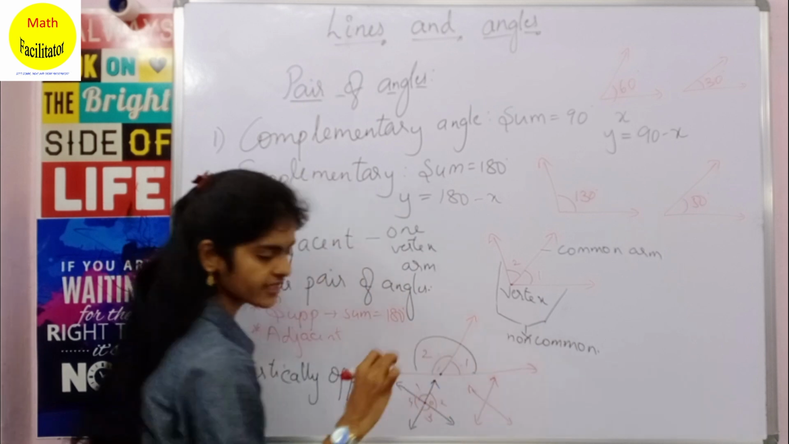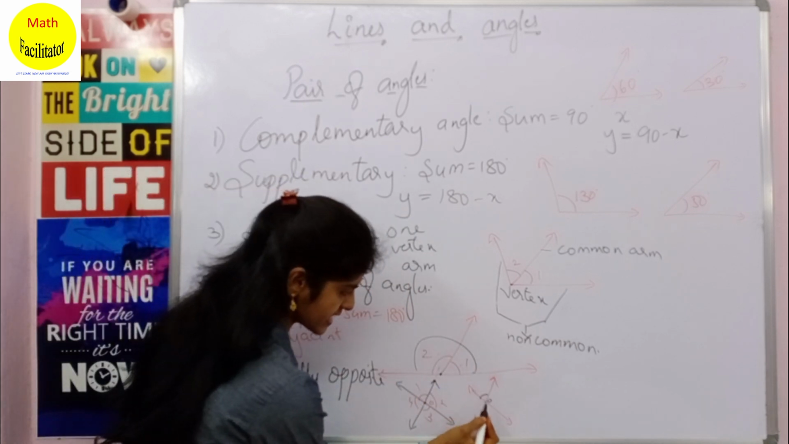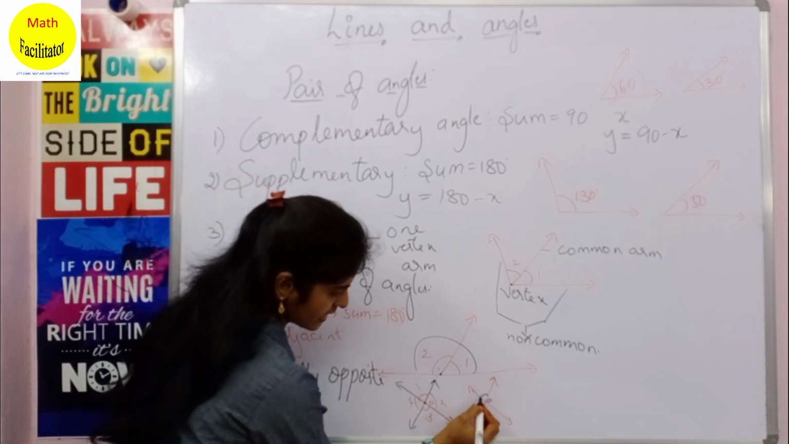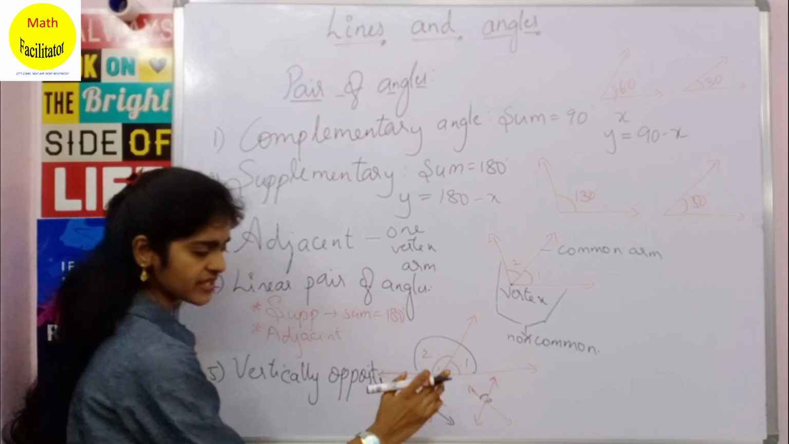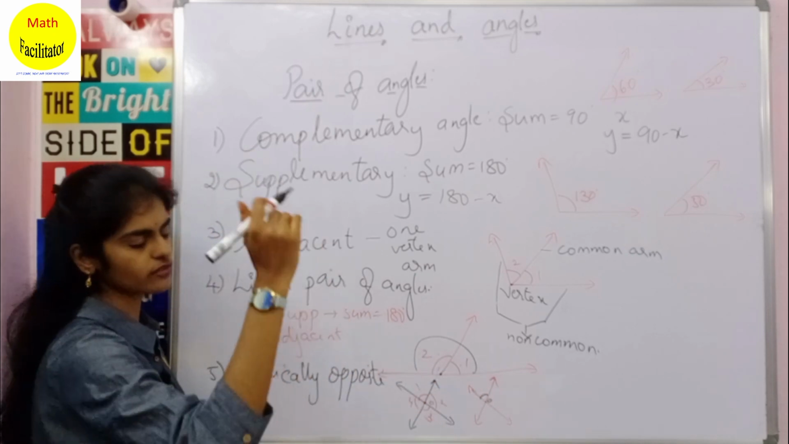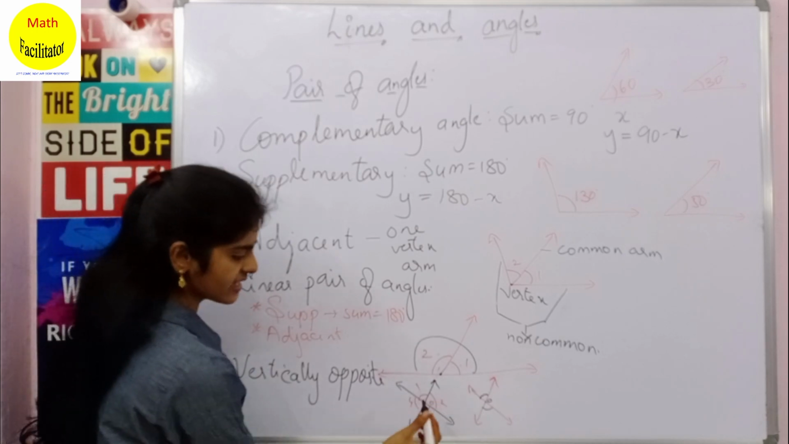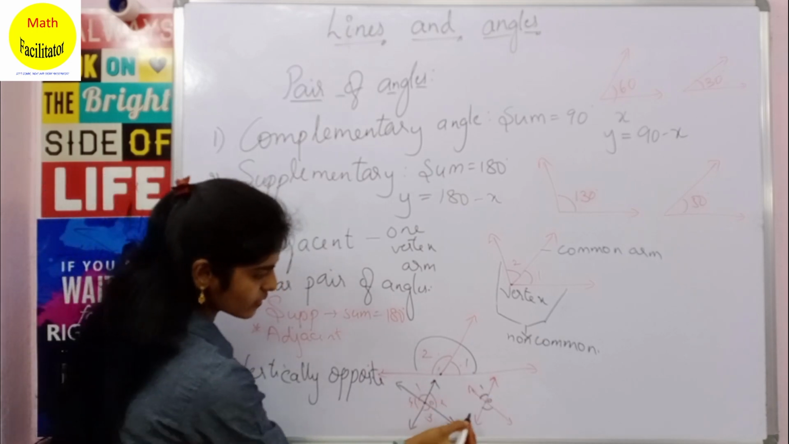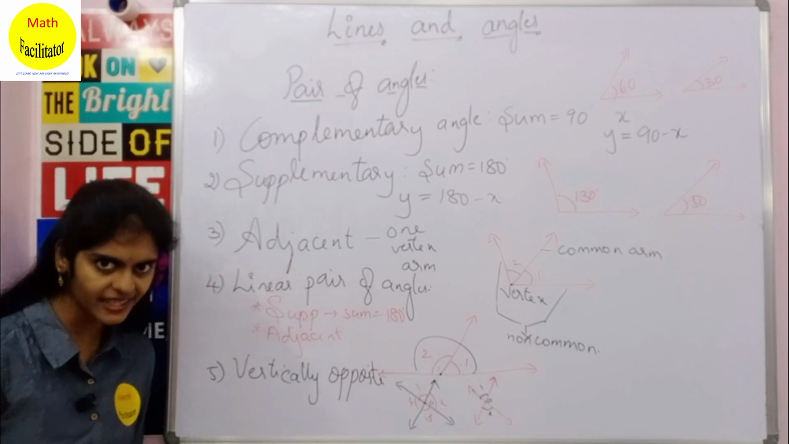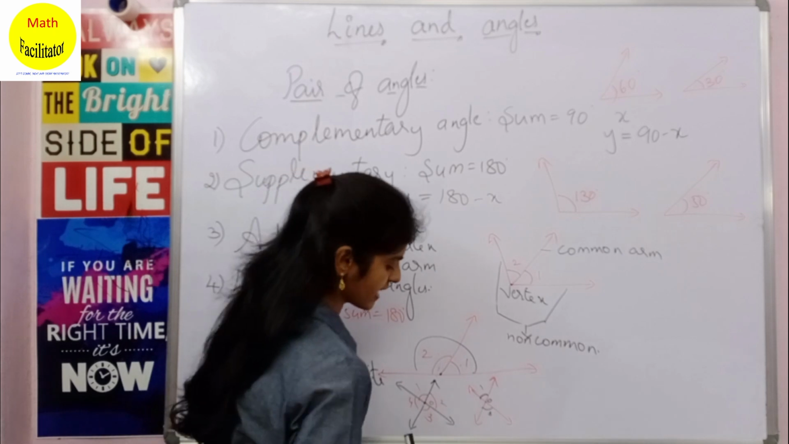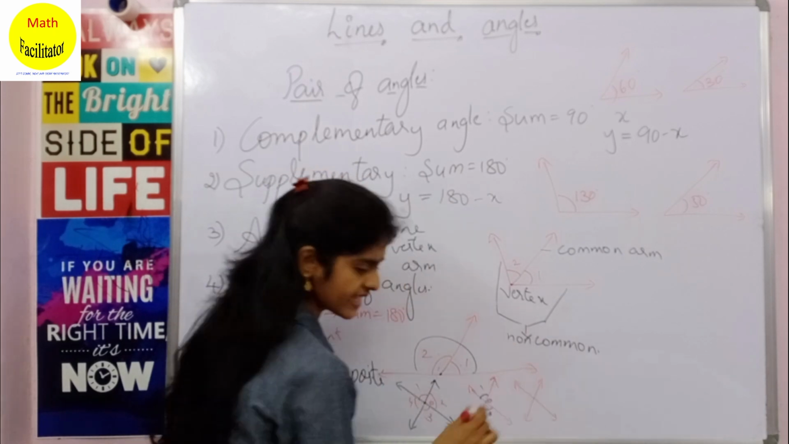Suppose these are the two lines. Now this is the vertex, and this is one angle. If I want an angle vertically opposite to this angle, that means I want the angle on the other side of the vertex. So it will be this one. This was angle 1 and this was angle 3. Now angle 1 and angle 3 are vertically opposite angles. Clear?